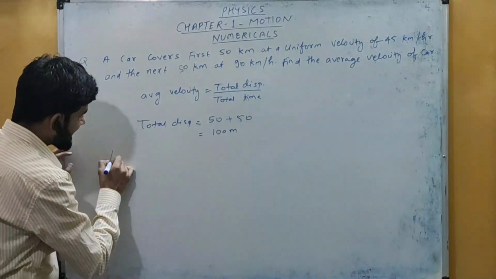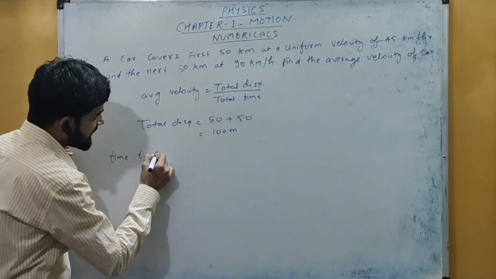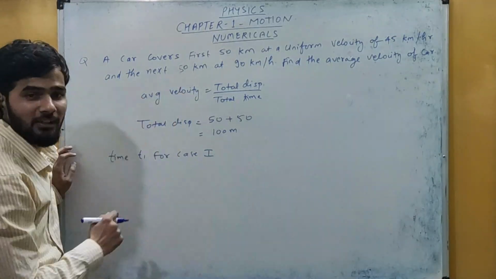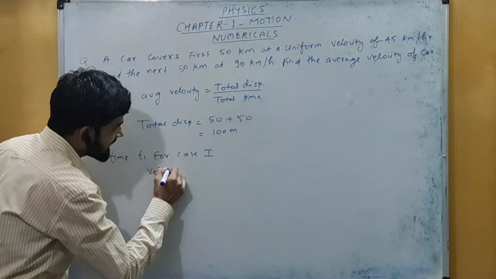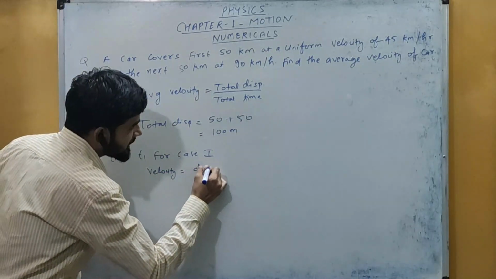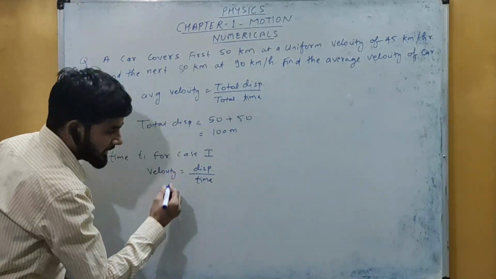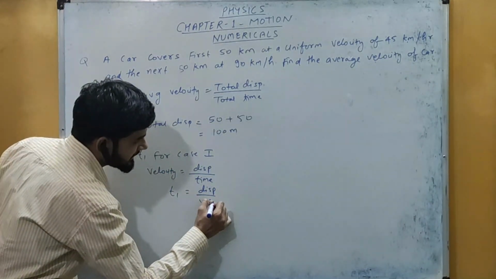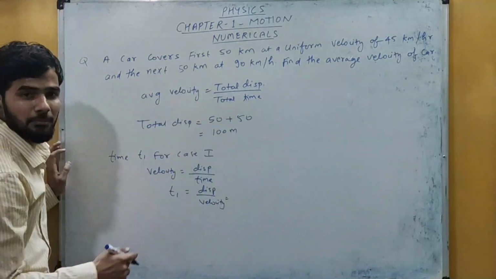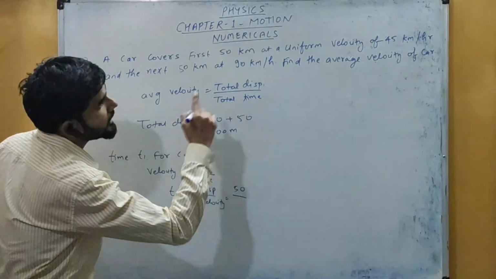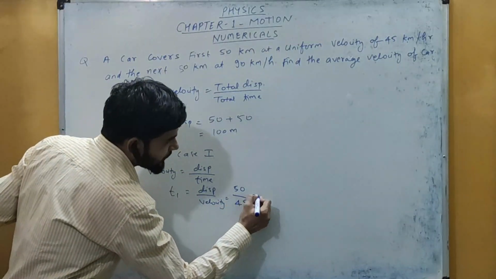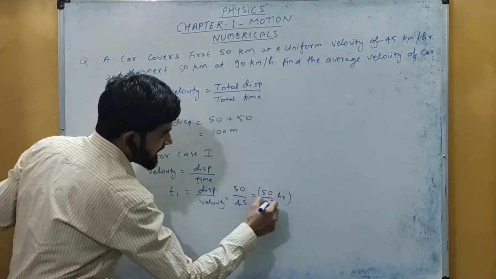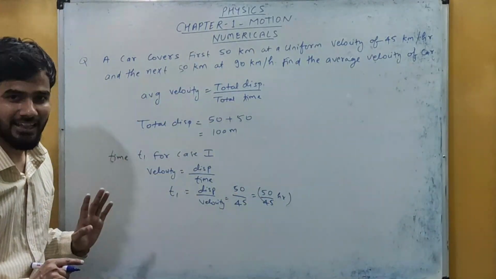Okay, so first of all, time t1 for case first. Okay, in the first case we have the velocity. We have velocity is equals to displacement upon time. So here I can write this time t1 is equals to displacement upon velocity. तो फर्स्ट केस पर डिस्प्लेसमेंट कितना है 50 किलोमीटर, एंड व्हाट अबाउट द वेलोसिटी दैट इज 45. तो ये कितना हो जाएगा 50 by 45 hours. That is the time t1, that is in the first case.